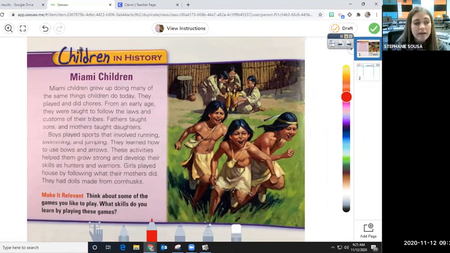So you are finding ways that you are similar and different, okay? I'm going to send you into a breakout room for 2 minutes, and I want you to talk about how your life is the same and how your life is different from these children in the Miami tribe. So based on the text, how is your life different? How is your life the same? Okay, let me set up these rooms and then you will go have those conversations.